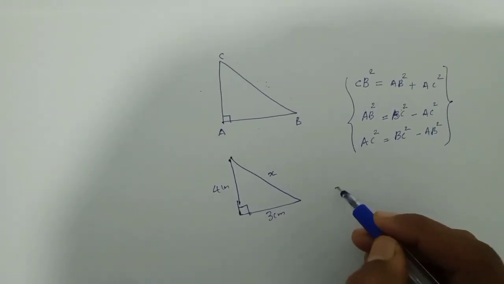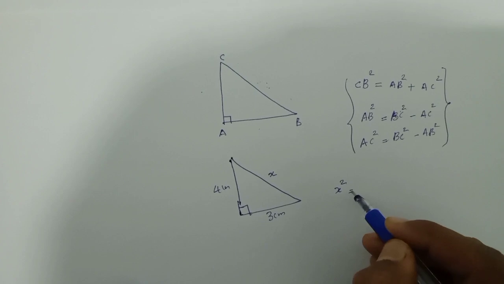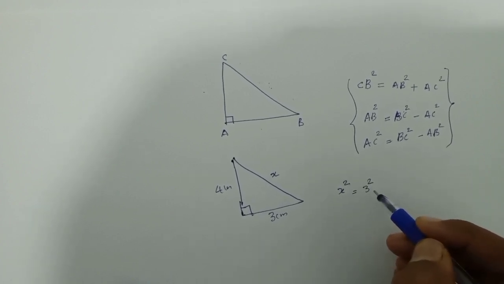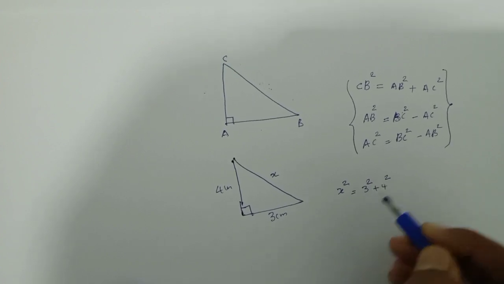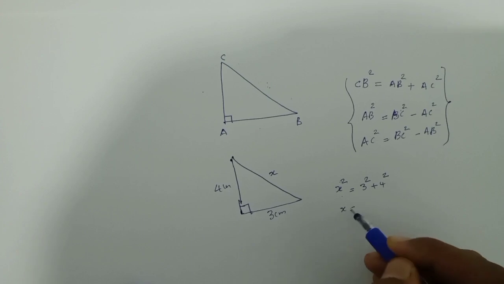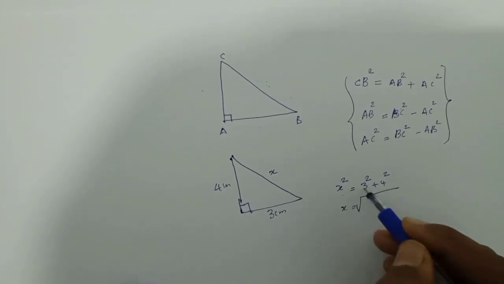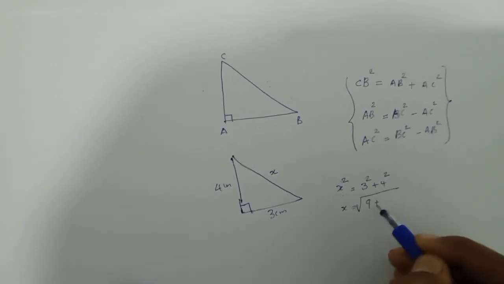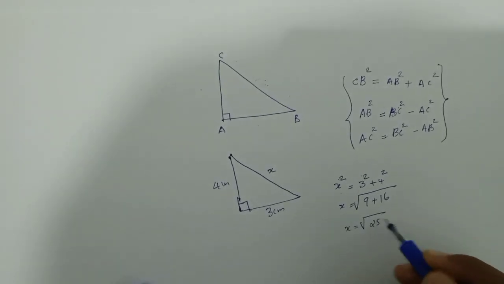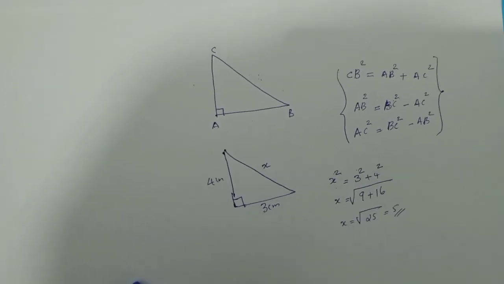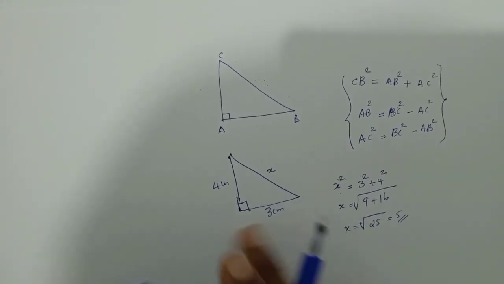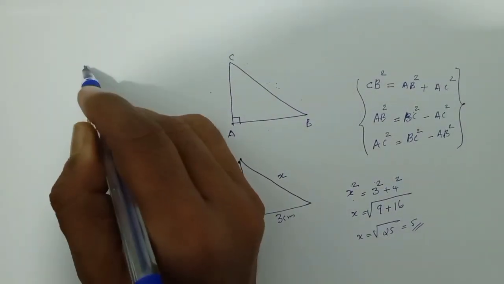Clear? So we can write X square is equal to base square, so we write 3 square plus 4 square. And this is X square. We need to find X, so we take the square root. 3 square means 9 plus 4 square, that is 16. And X is equal to root 25, which is equal to 5. You can find this using the calculator. Clear? Okay. So we can check the other example.